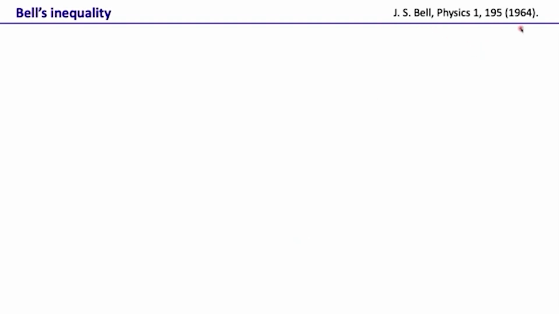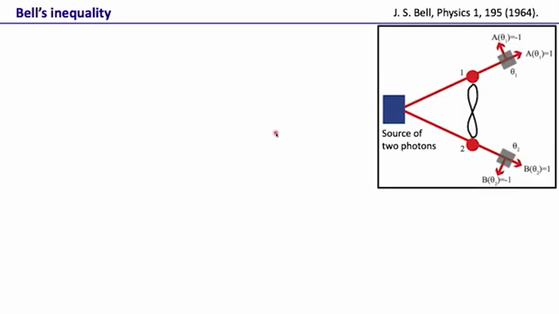So this was the work done by John S. Bell in 1964, in which he rigorously showed that the hidden variable theories cannot replace quantum mechanics. So here is the proof for that. Let's just consider this two particle system. There is a source of two photons or two particles. We don't know at this point whether it is entangled or not entangled. So it's just two photons, two particles coming in.